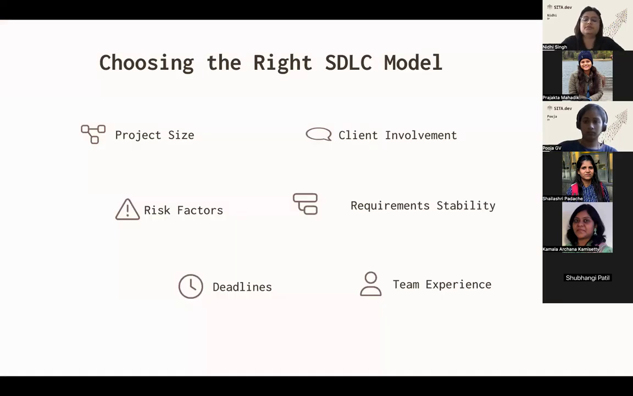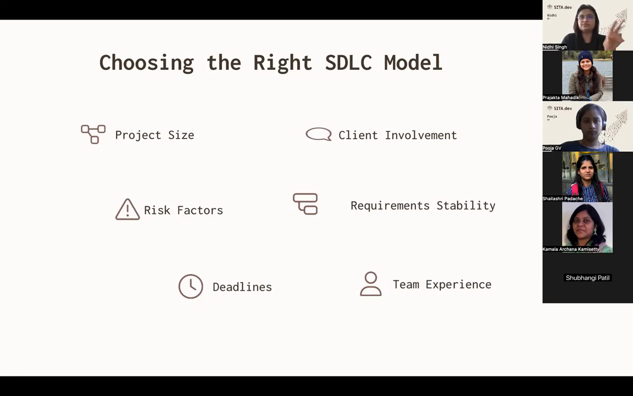Next, I told you about so many models: iterative model, agile model, waterfall model, spiral model. How do we choose the right SDLC model? There are so many models in the market, and we have to decide which is the right one. All this depends on many factors like project size, client involvement, risk factors, requirement stability, deadlines, and team experience.